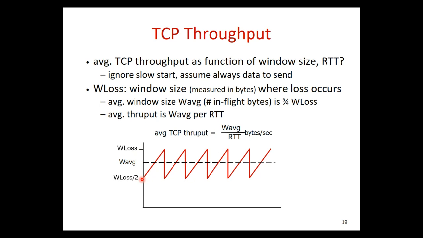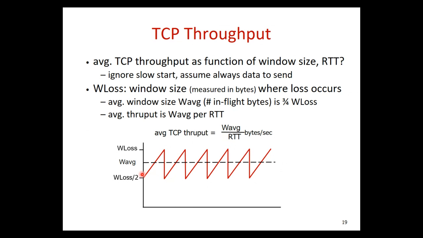So with these assumptions, the window CWND will have this behavior if we plot it over time, right? We start from this value, we increase it until there's a loss, because this is the window size where there's a loss. When there's a loss, we reduce it back to half the value. We increase it again, we have a loss again, and so on and so forth, right? This kind of behavior.